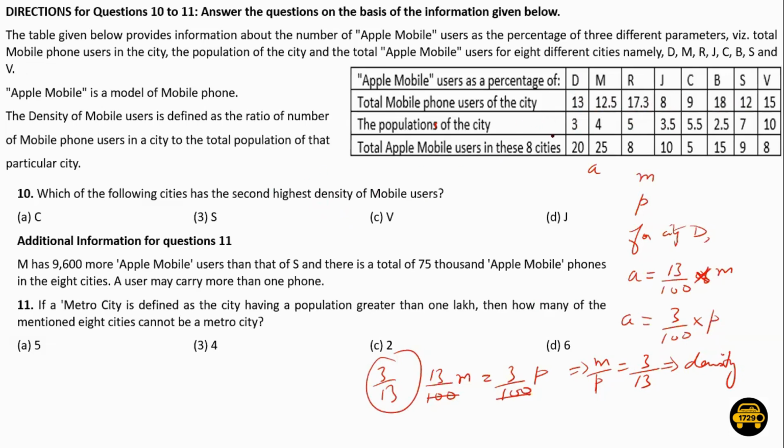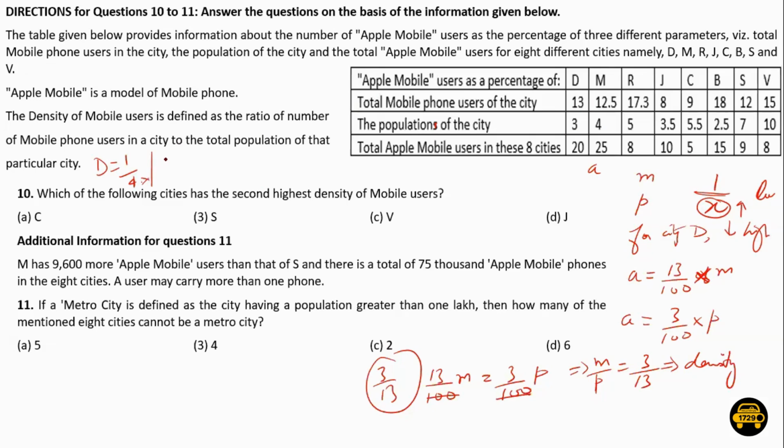Now, there are two ways to go about it. Either we calculate all the values and then find out. But an easier way will be if we do just one thing, if we convert this in the form of 1 by something. Let's say 1 by X. So the higher the value of X, the lower will be the number, and the lower the value of X, the higher will be the number. We have to find out the second highest density. So we need to find out the second lowest value of X in 1 by X form. Now for D, so I'm writing it here. For D it will be 1 upon 3 by 13, means 1 upon 4 point something.